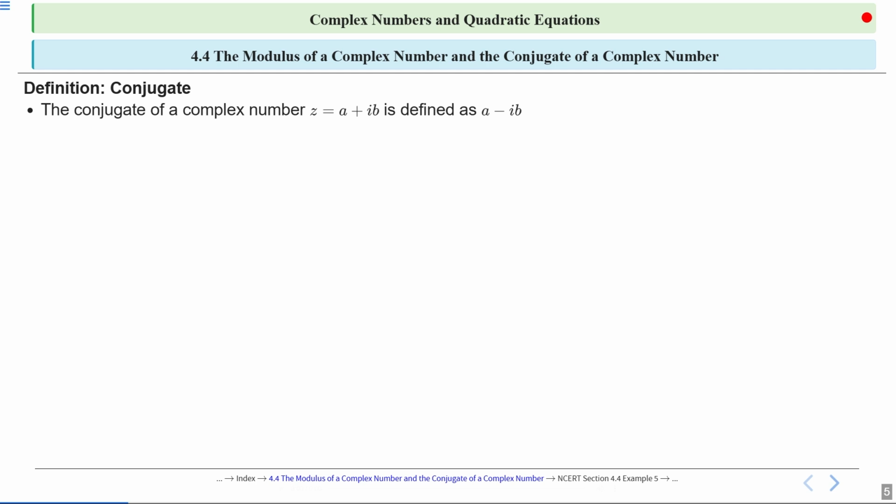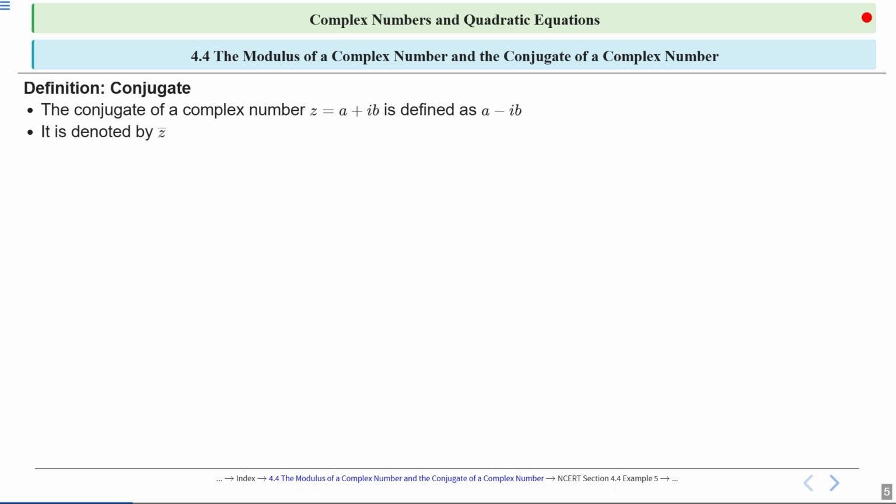If we have a complex number z equals a plus iota times b, where a is the real part and b is the imaginary part, then the conjugate of z is defined as a minus iota times b. So we simply change the sign of the imaginary part. For example, if z equals 3 plus 4 times iota, then the conjugate of z is 3 minus 4 times iota.